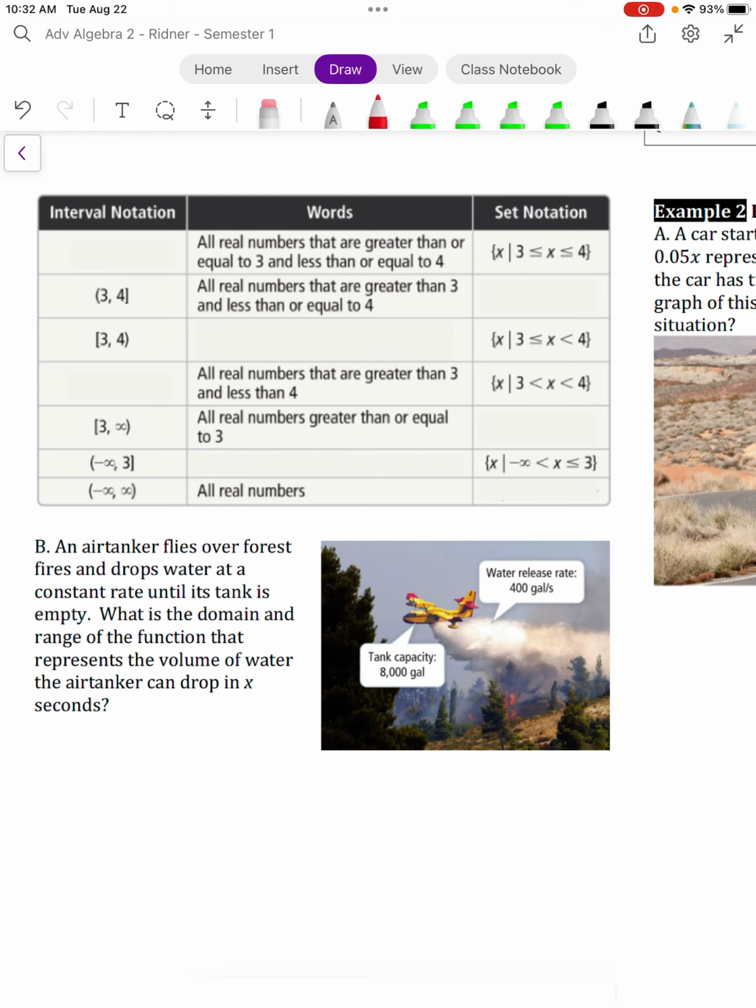All right, so we have all real numbers that are greater than or equal to 3 and less than 4. So think about a number line. Here's 3, here's 4. It's all the numbers in the middle. It's greater than or equal to 3, and it's less than or equal to 4. So that denotes closed. So 3 is the smallest value, 4 is the biggest value, and since both sides are closed, both sides are brackets.